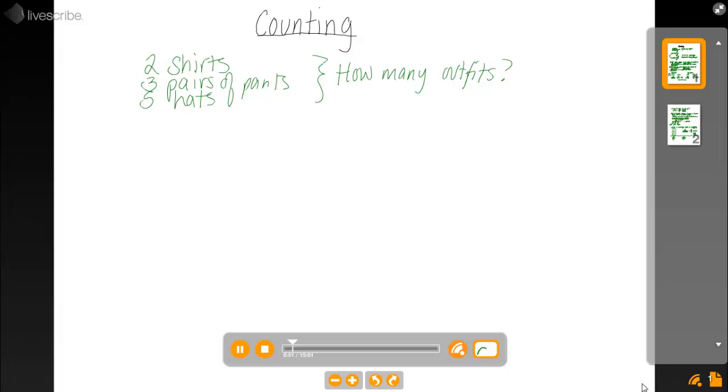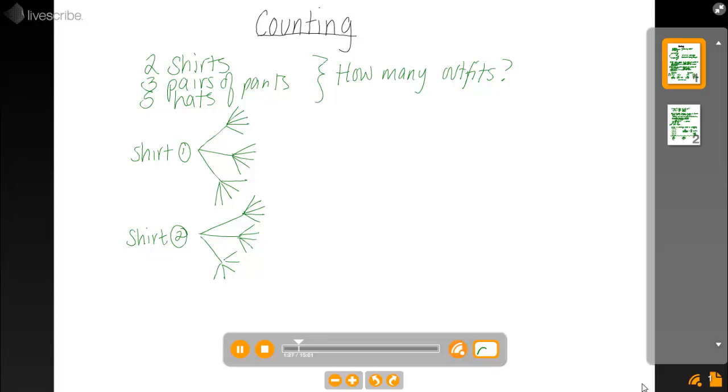One way of thinking about this is by drawing a tree diagram. Let's say you start with shirt 1. There's 2 shirts, so let's say you have 1 of the shirts. For that 1 shirt, you could wear any of your 3 pairs of pants. For each of those 3 pairs of pants, you could put on 1 of the 5 hats. So these 5 lines are representing the 5 choices you have for hats. The shirt 2 diagram would look the same. 3 possible pants, and then 5 possible hats, 1, 2, 3, 4, 5, for each one.